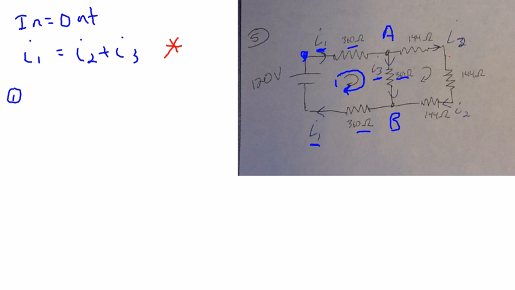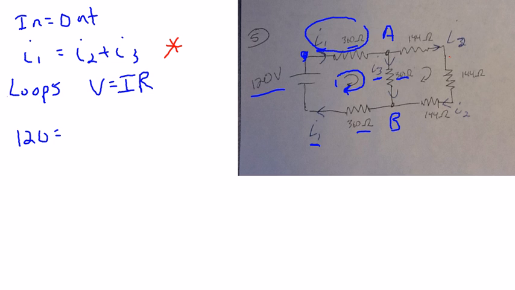And remember, let me erase this real quick. For these loops, I use V equals IR, and I add as I go along. So the first one is my voltage is 120, so I get 120 equals, I get this combination right here. So I get I1 times 360. So 360 I1. Then I go through this one, which is a 360, but notice instead of an I1, it's got an I3. I'm going with the flow.